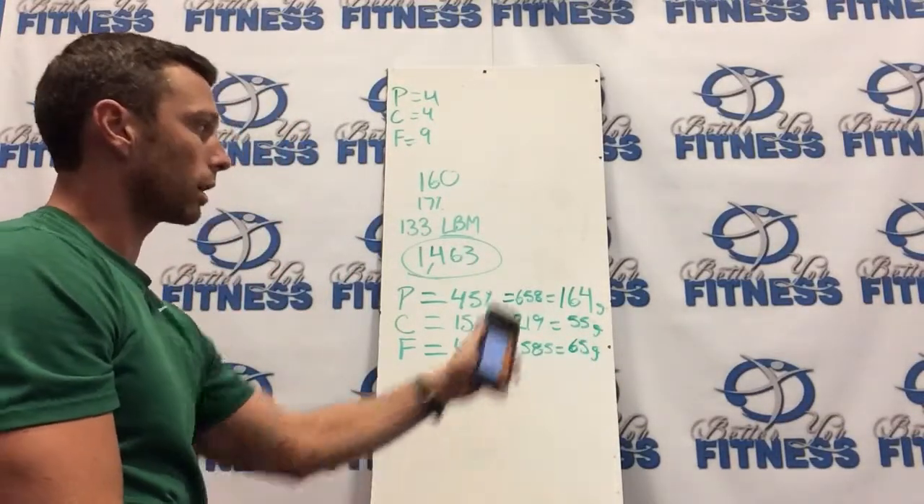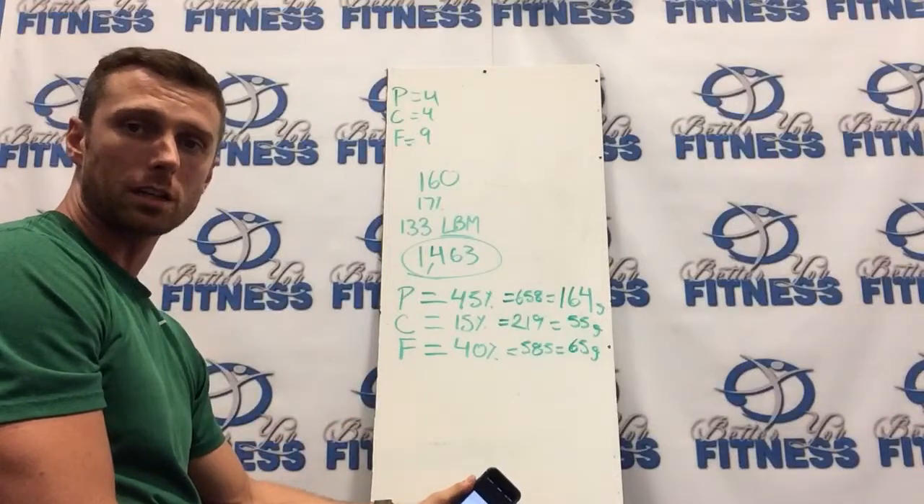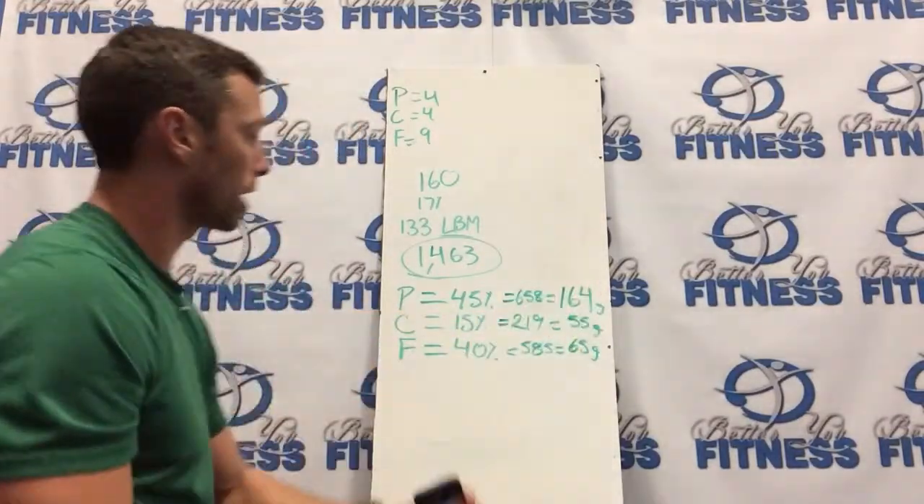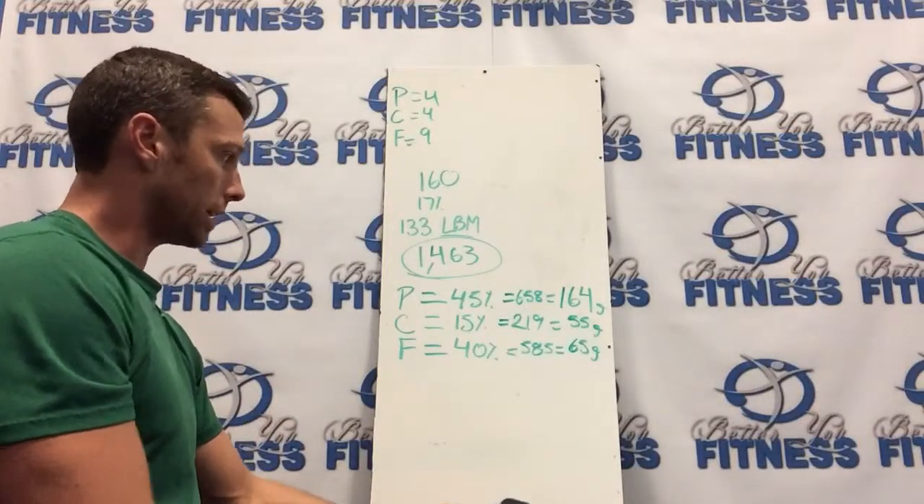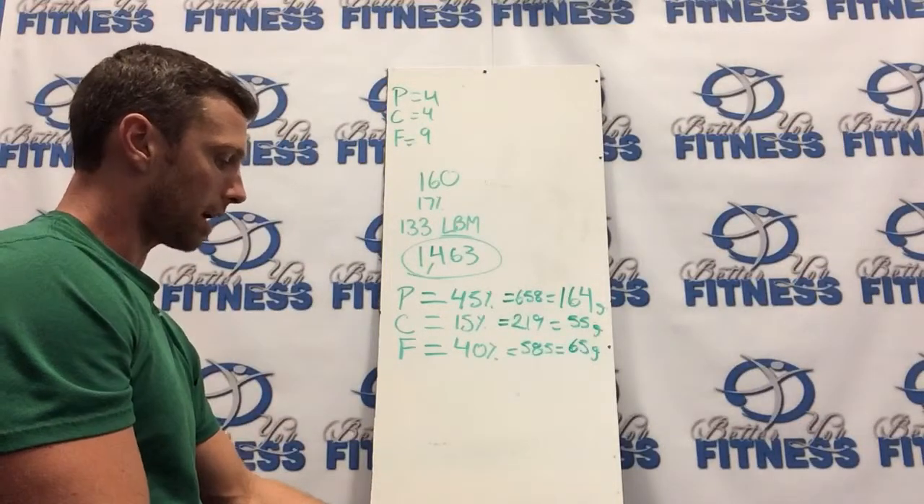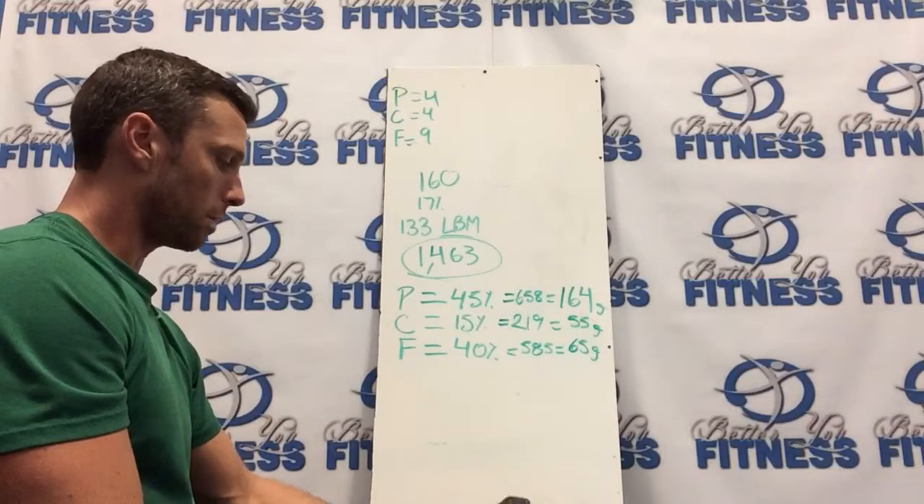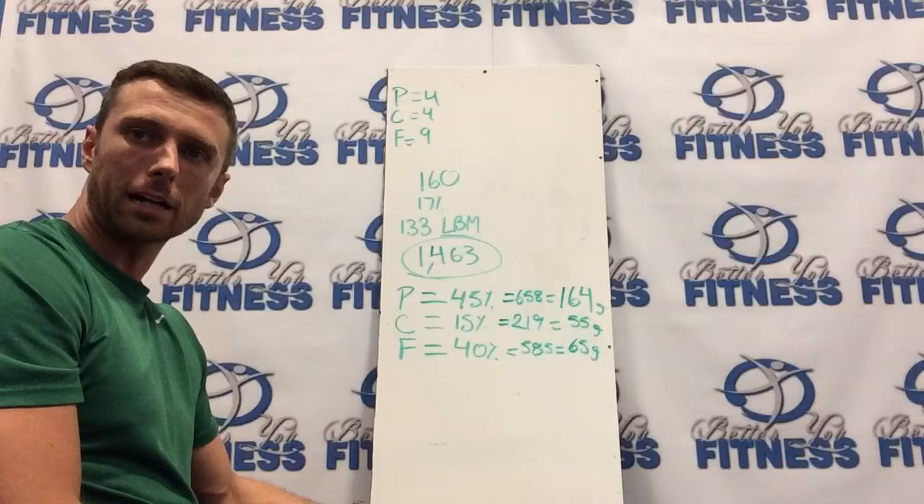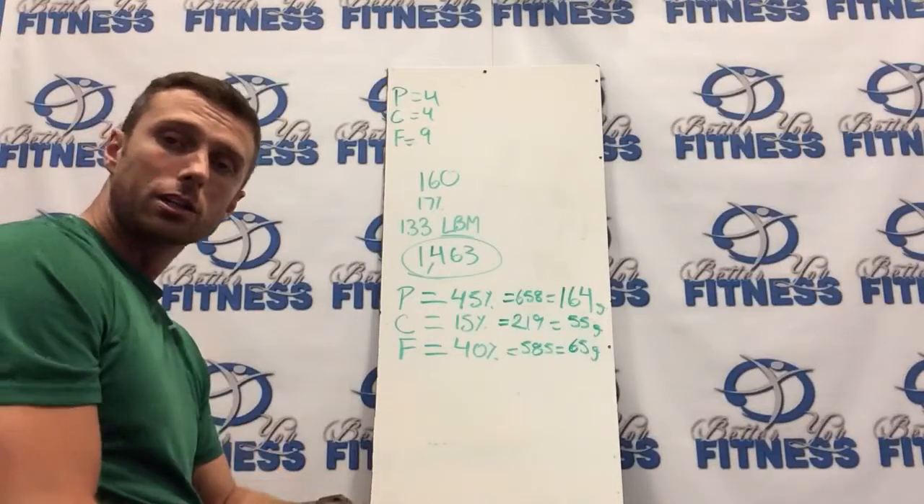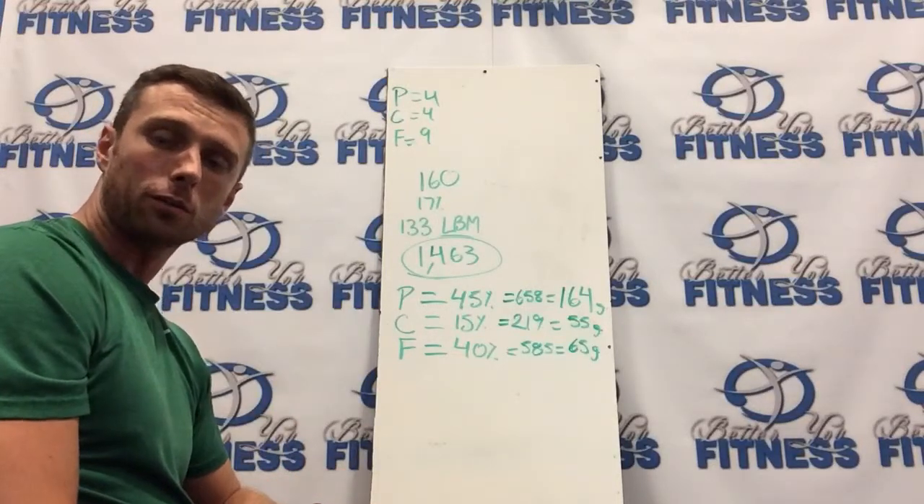So those are our grams for a no day for this individual. They're going to eat 164 grams of protein, 55 grams of carbs, and 65 grams of fat in a day. So these are their macros for their no day. All right, guys, so that's how you determine your macros for a no day. Check out the next video on how you determine your macros for a high day.